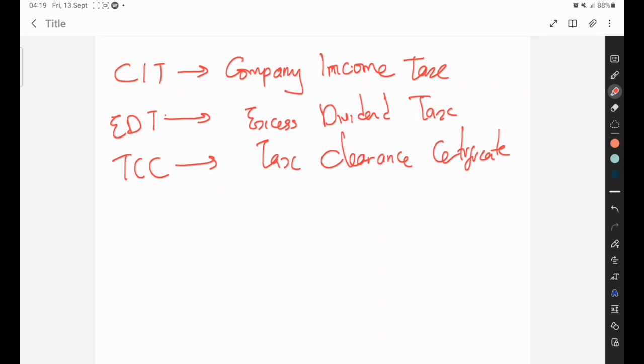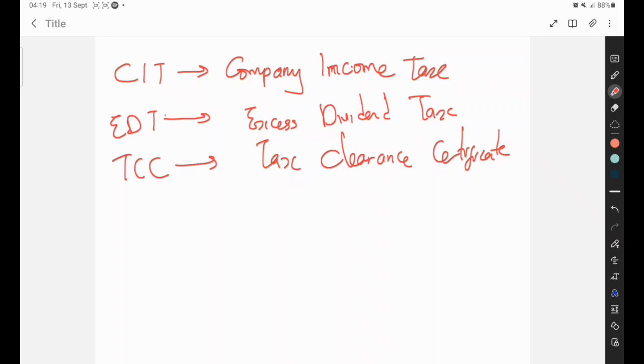So if you are not generating more than 25 million annually, you are not charged. You are charged absolutely nothing for company income tax.